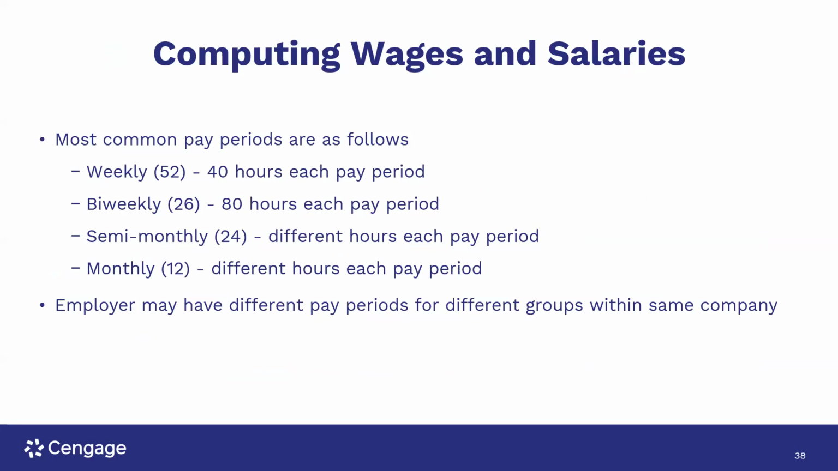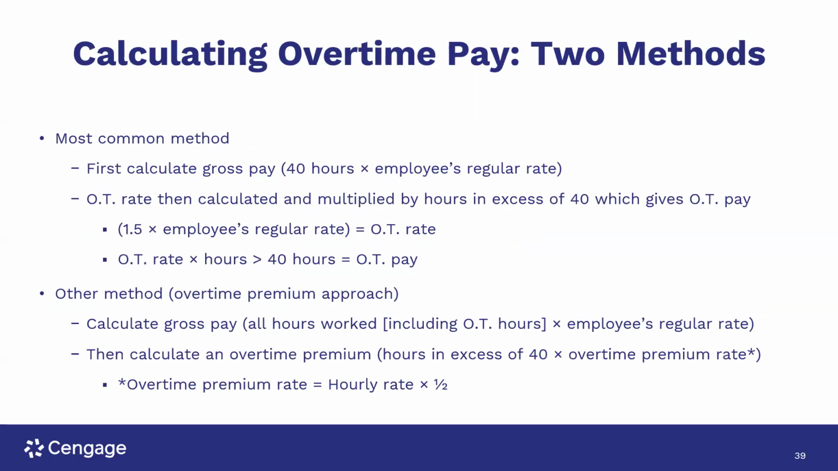And now moving on to computing wages and salaries, the most common pay periods are as follows. Weekly, 40 hours in a pay period. Biweekly is 80 hours. Semi-monthly, or paid on the 15th of the month and the final day of the month, is 24 pay periods in a year, and there's different hours every pay period. Monthly is 12 pay periods a year, and there's different hours every pay period. And an employer may have different pay periods for different groups in the same company. For example, salaried might be paid semi-monthly, where the hourly workers are paid weekly.